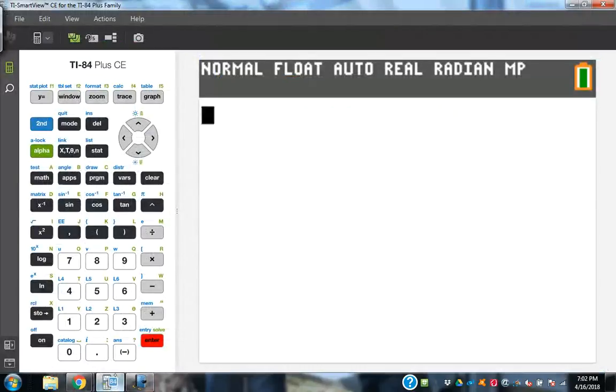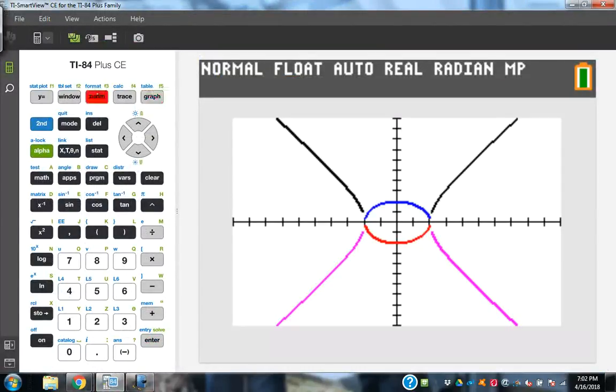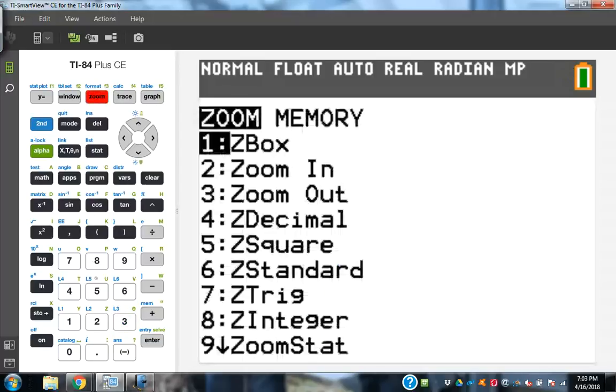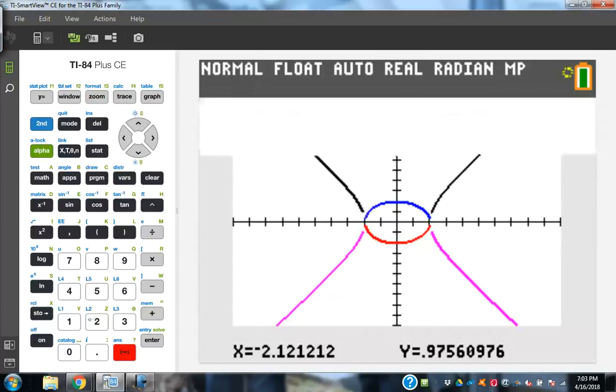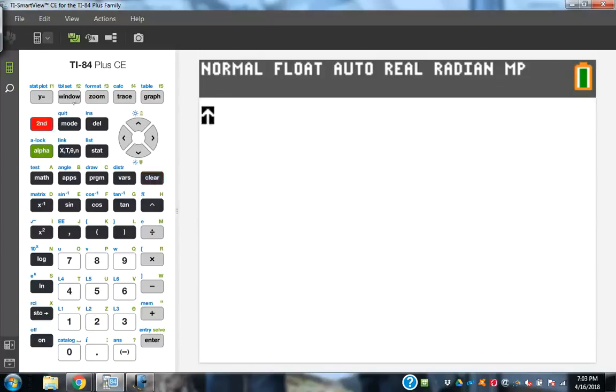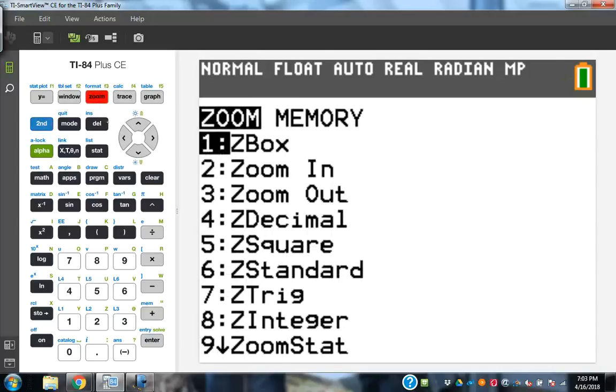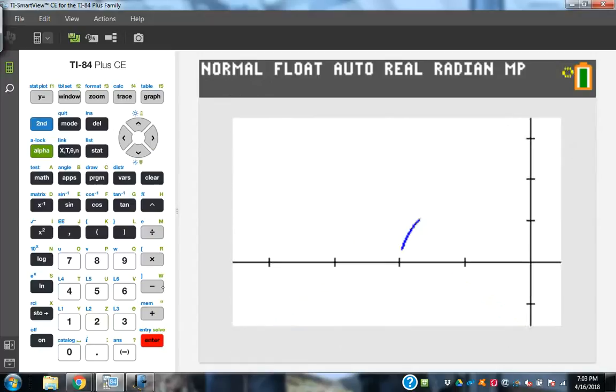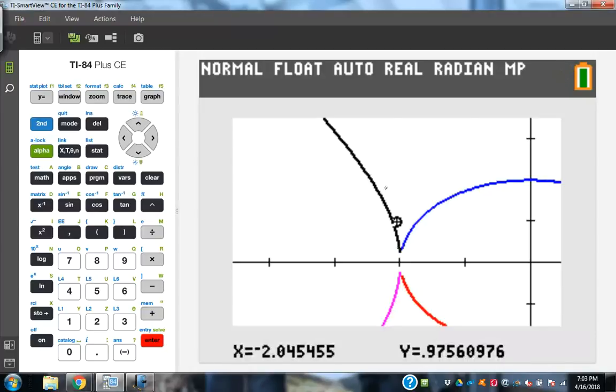What happens if you zoom in there? Zoom in. Not zoom out. Zoom 2. Zoom to it's right there is where it's happening. So we can see by zooming in where they're brushing up against one another.